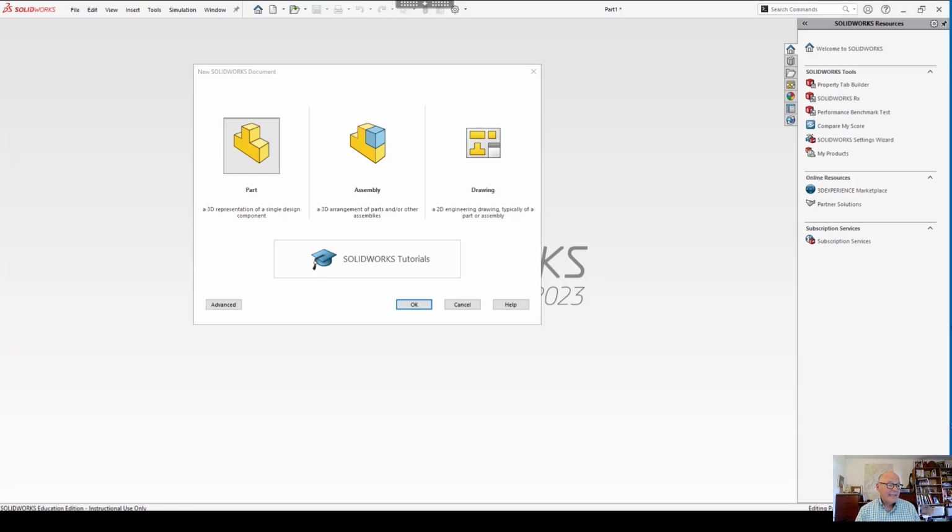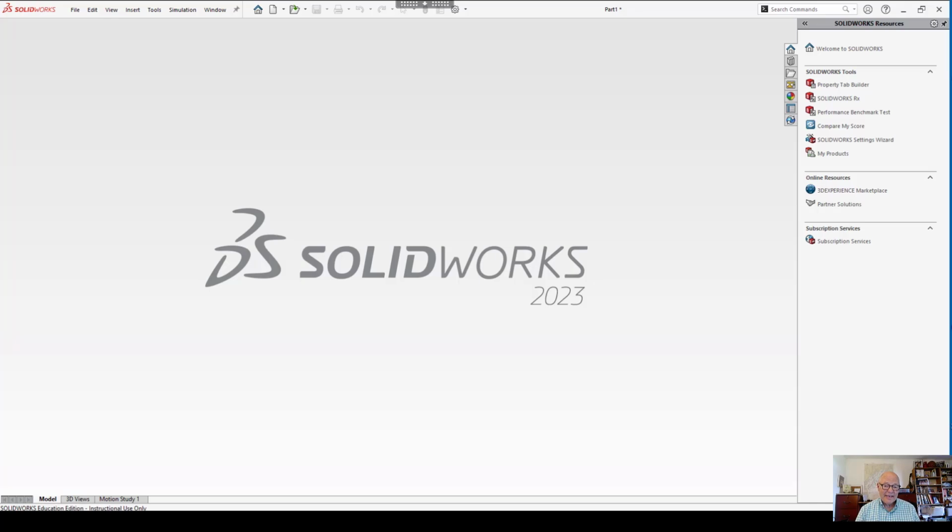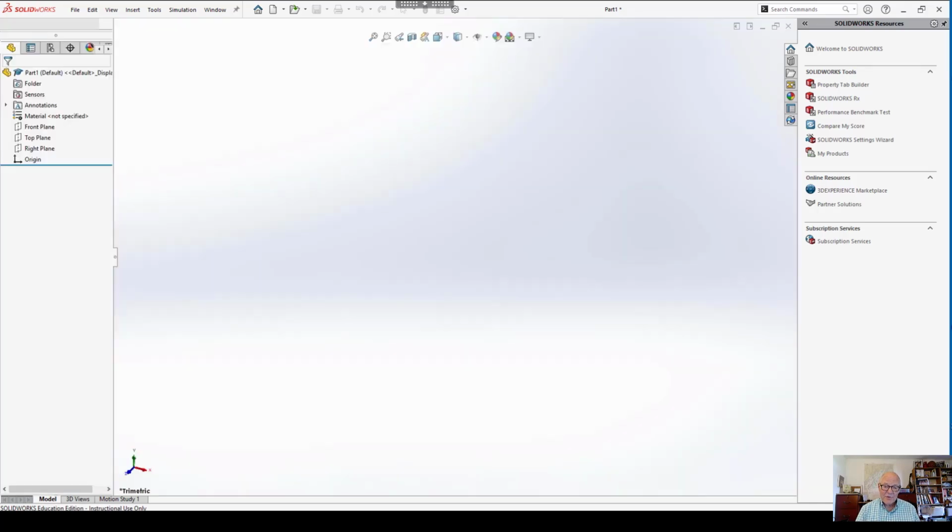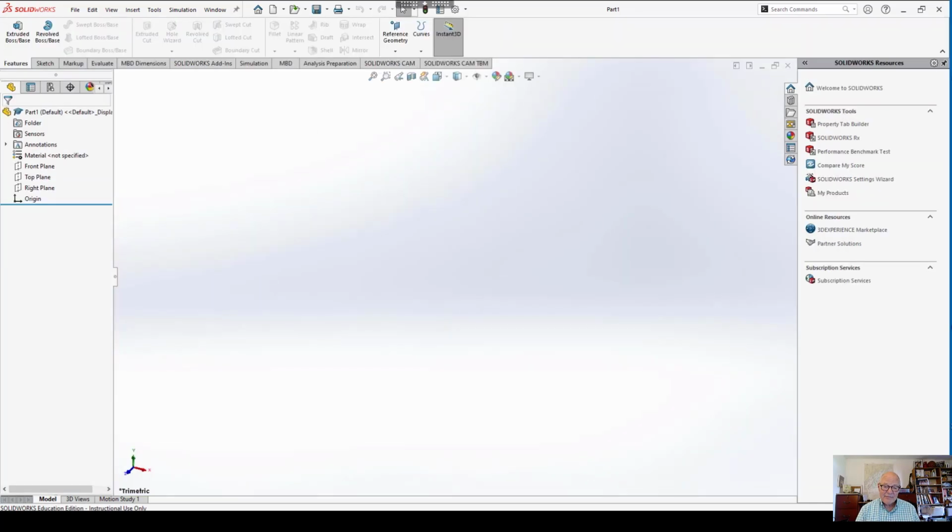And the first thing you need to decide is, are you drawing in inches or millimeters? You're not likely to draw on anything else. The lower right hand corner of the screen down here, MMGS.